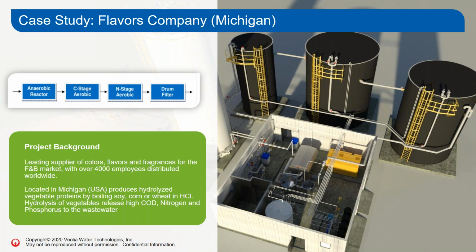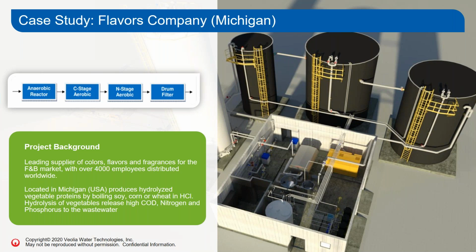So for example, here is an example of the flavors company in Michigan, where we had to only remove ammonia. So in this case, we're talking about removing only the first stage of nitrogen removal. Because obviously, if we need to remove all of the nitrogen and go through nitrification, denitrification, you would need more tankage and more power.